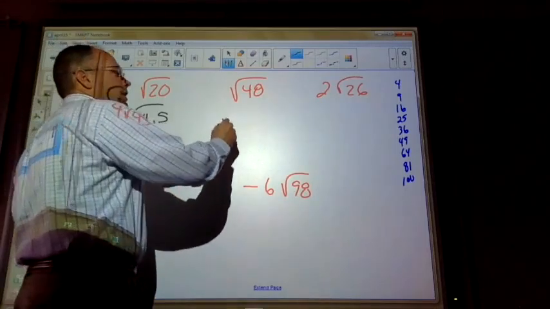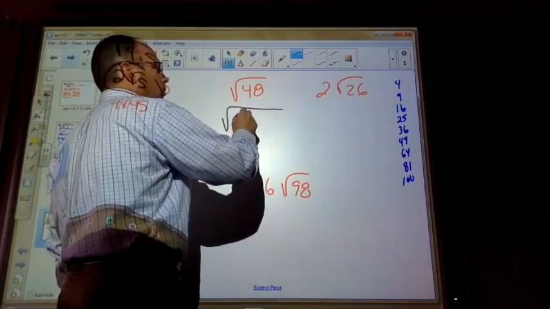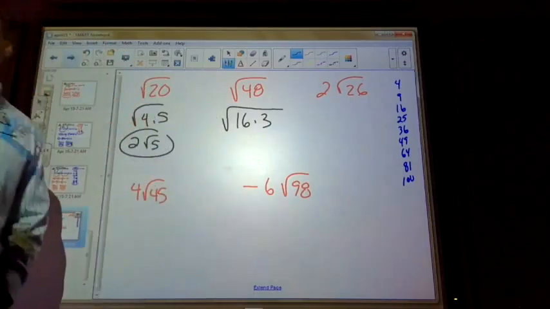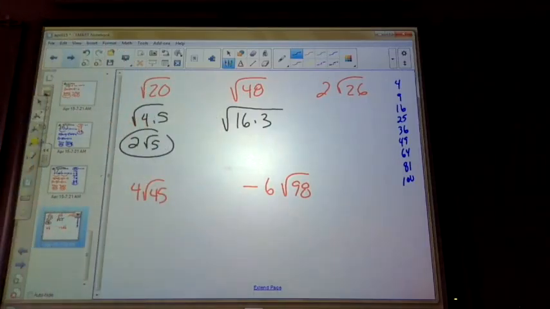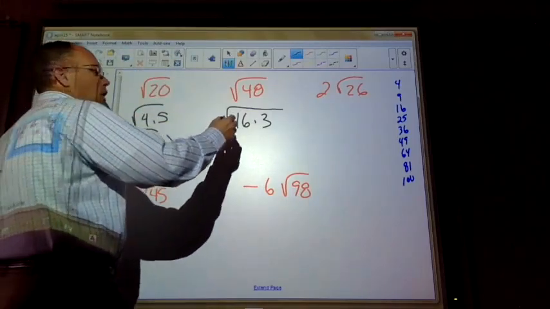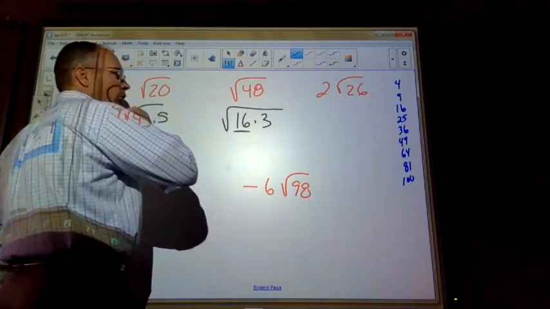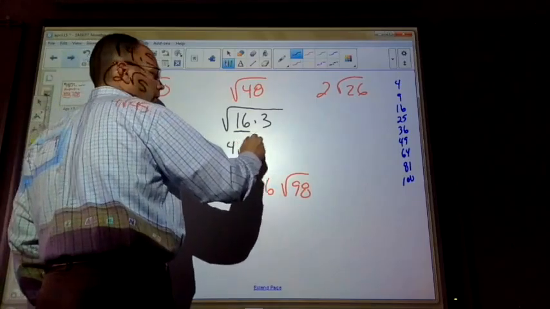Root 48 breaks down to 4 times 12, but it also breaks down to 16 times 3. Why do you think I'm choosing 16 times 3 and not 4 times 12? Because you just factor out 4 out of 12. There you go. So 16 is the largest perfect square that goes into 48. 4 is a perfect square that does go into it, and if you found it as 4 and 12, then you'd have to reduce 12 down to 4 and 3. So this is going to give me what for an answer? 4 root 3. Good.